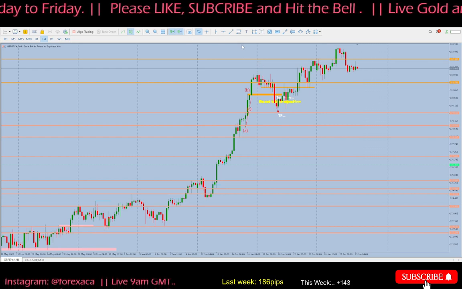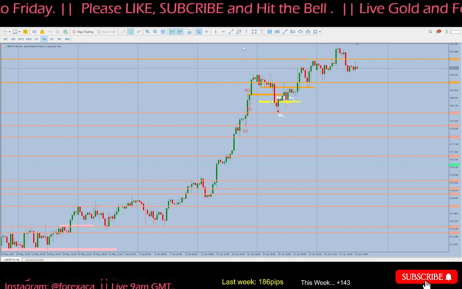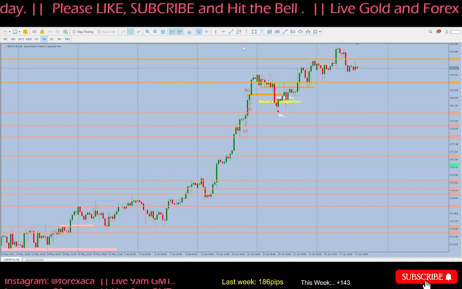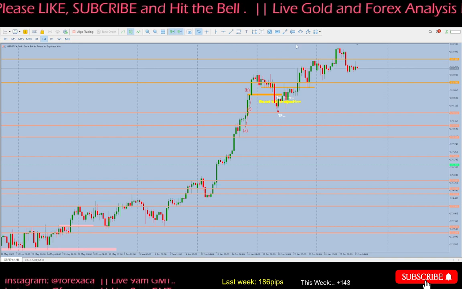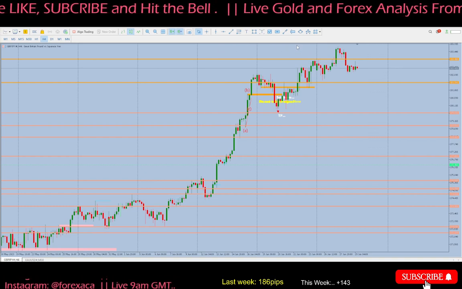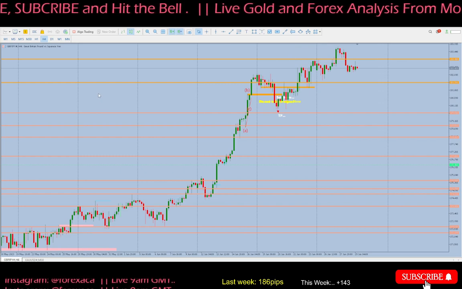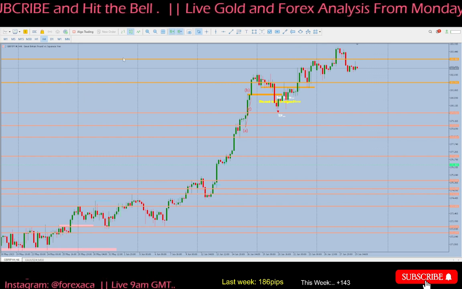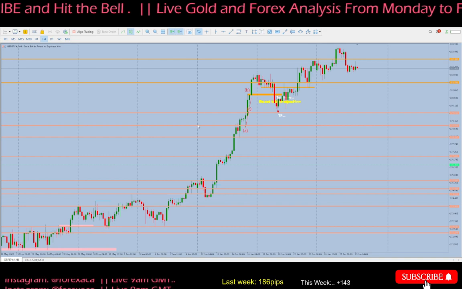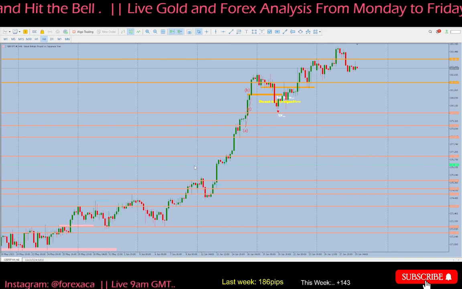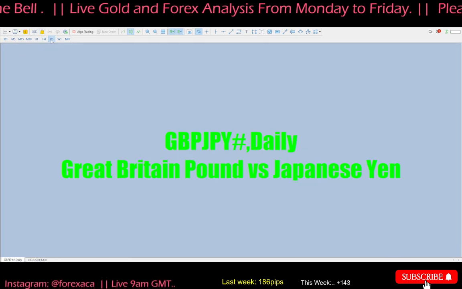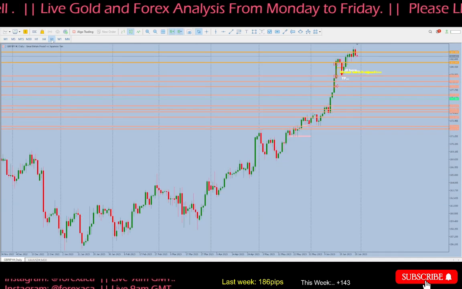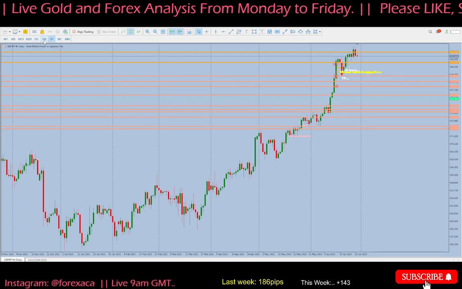All right, so currently the first one I want to look at is the pound yen. And you know that for some time now we've been taking advantage of pound yen and we've been making some profit out of pound yen. So basically we are looking at pound yen. Now, there seem to be a lot of lines in there.